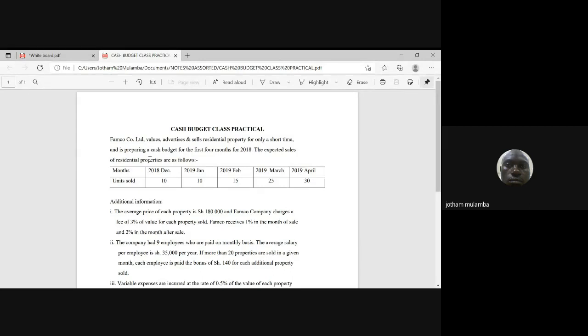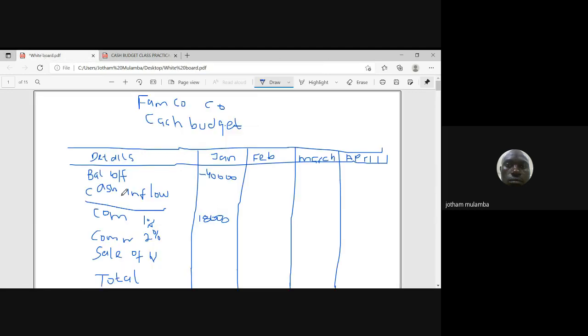So in that case, we get 2% of sales in December. In December, we sold 10 units. 10 times 180,000 is 1.8 million. Then we calculate 2% of 1.8 million, which is 36,000. So that's what we record as cash that will be received here, 36,000.